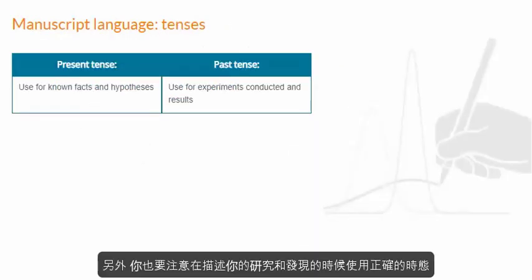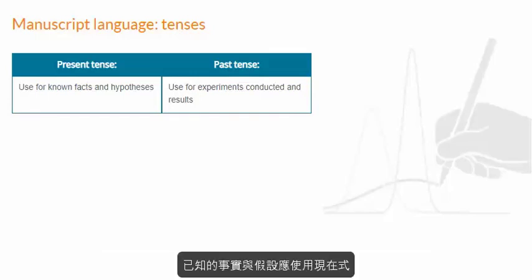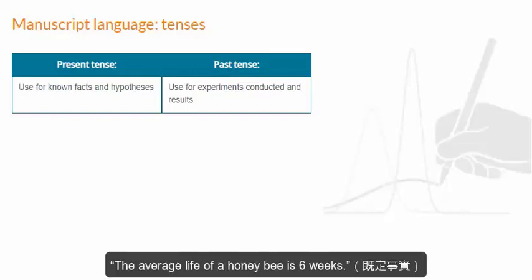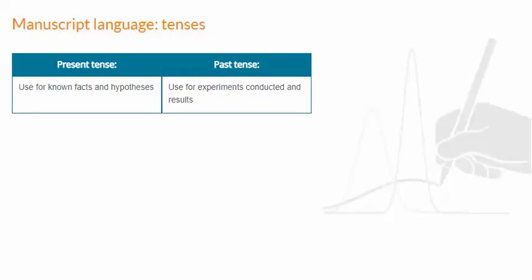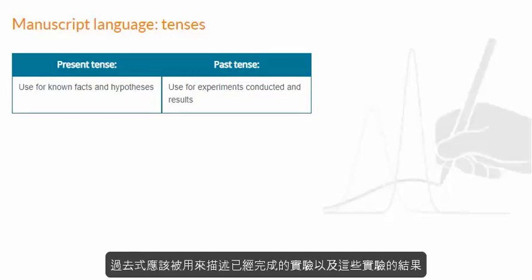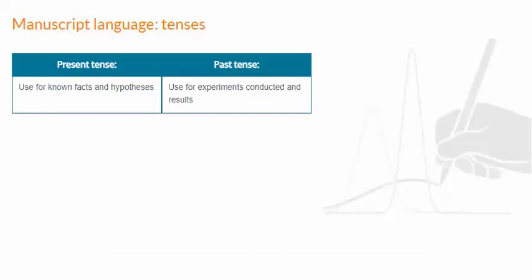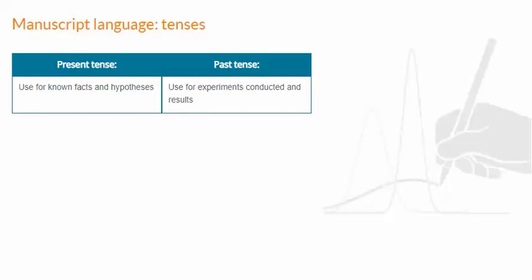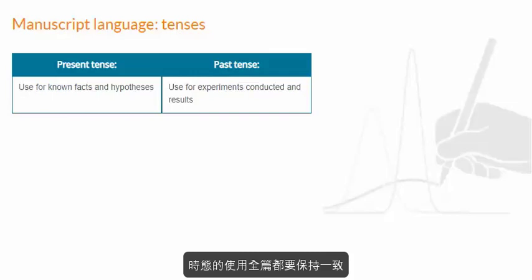You must also take care to use the proper tenses when describing your work and findings. The present tense should be used for known facts and hypotheses. For example, the average life of a honeybee is 6 weeks. The past tense should be used for describing experiments that have been conducted and the results of these experiments. For example, the average lifespan of bees in our contained environment was 8 weeks. Being consistent and correct in your use of tenses makes your paper easier to understand for the reader.